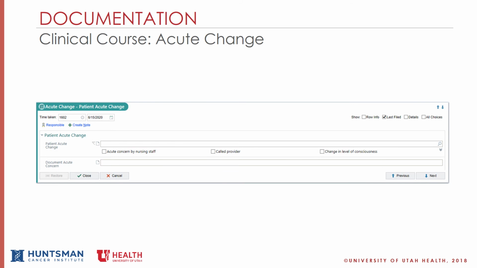Next is acute change. This is where we will chart calling the provider. If you look under patient acute change, you can see the second option we have, called provider. If you are calling the provider about anything and want to document it, this will be where you will chart it.